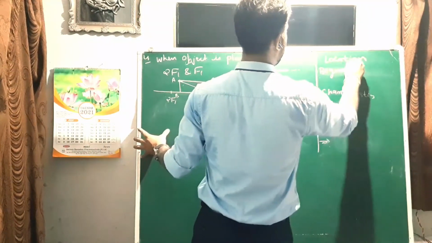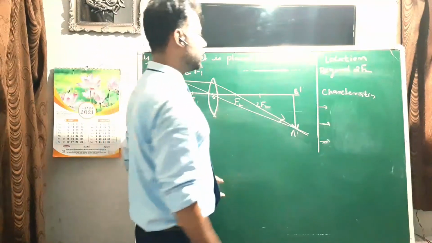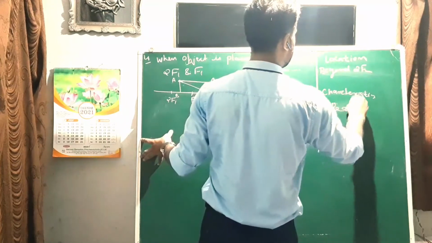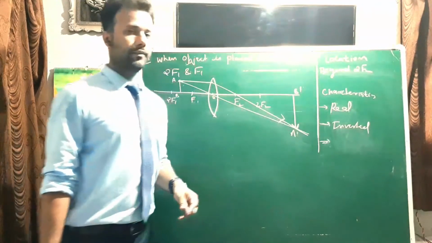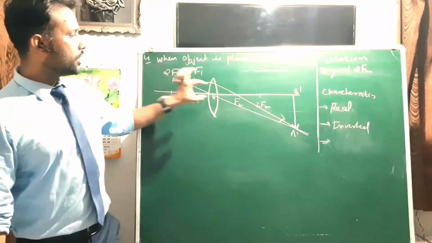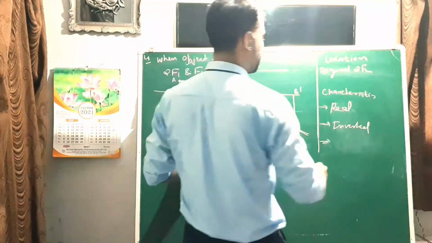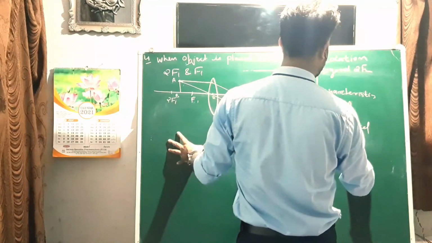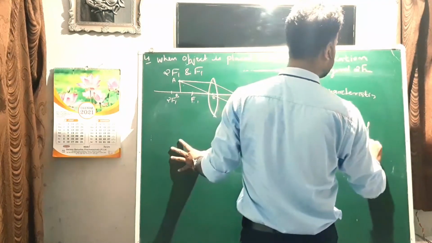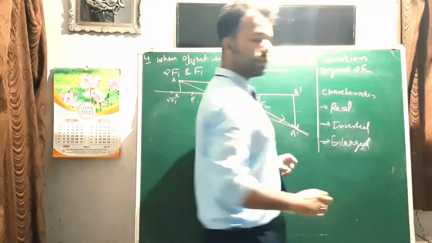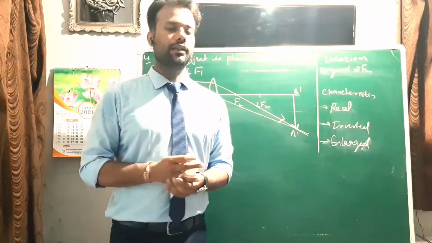It is beyond 2F2. Characteristics: yes, it is real. It is inverted, and you can see this is the object and this is the image. So the image has been magnified. So this is enlarged. It means the size of the image is magnified, it is bigger than the object.